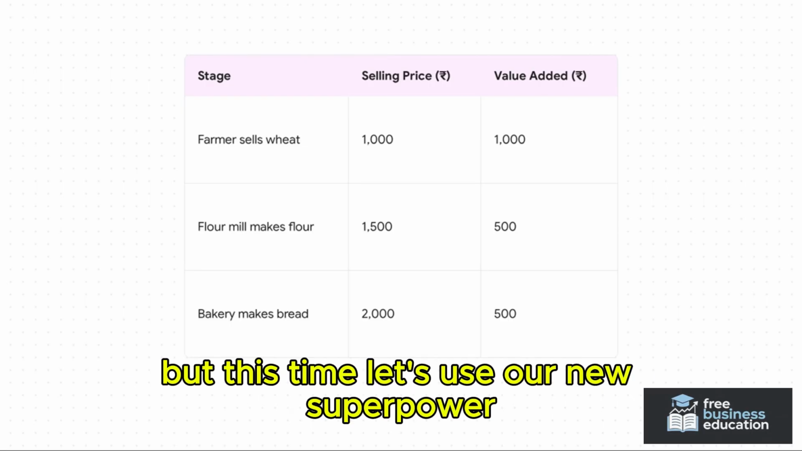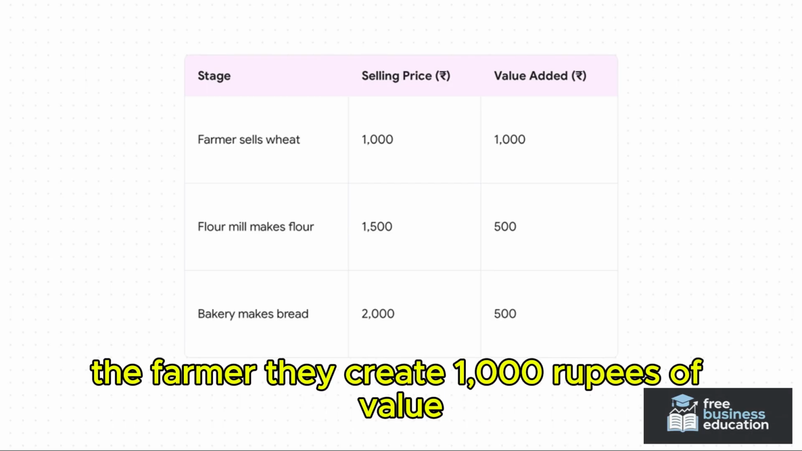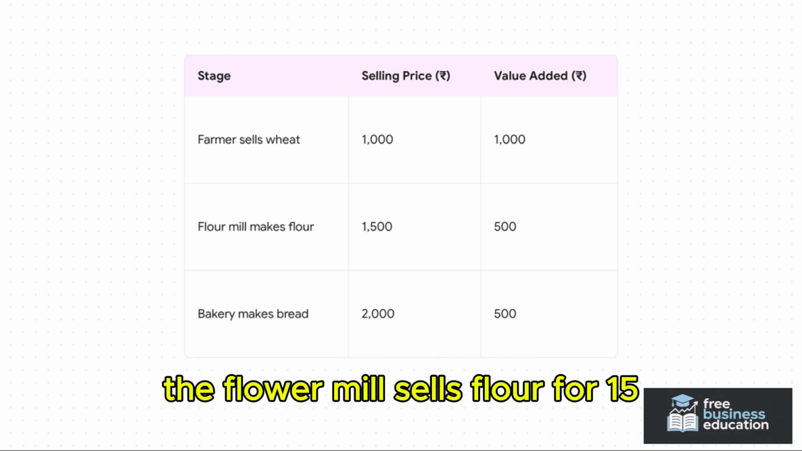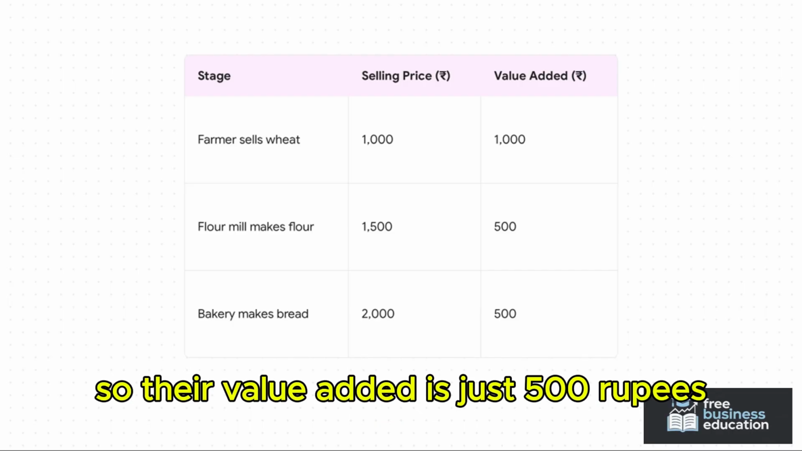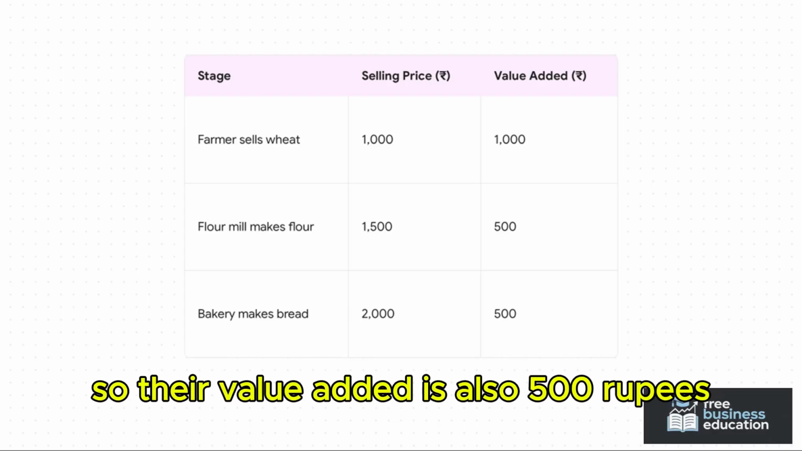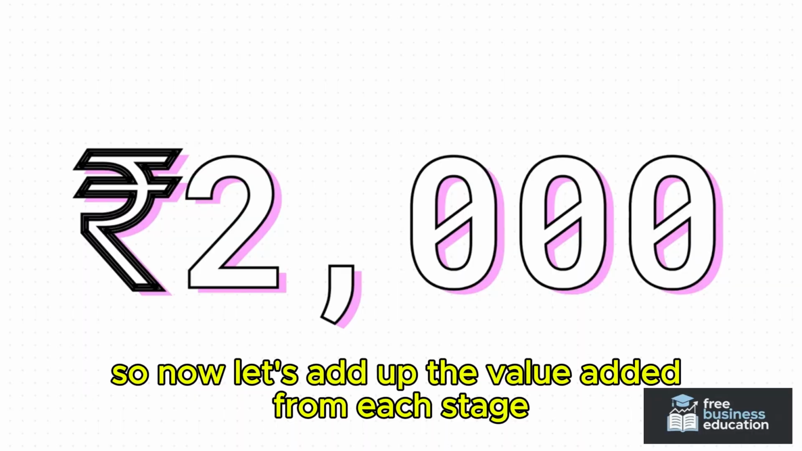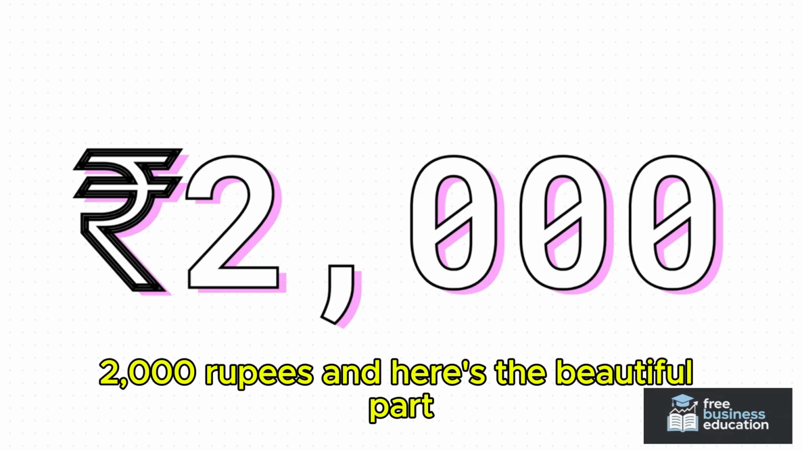All right, let's go back to our bread example. But this time, let's use our new superpower. The farmer, they create 1,000 rupees of value straight from the land. The flour mill sells flour for 1,500. But remember, they spent 1,000 on wheat, so their value added is just 500 rupees. And the bakery, they sell bread for 2,000, but spent 1,500 on flour, so their value added is also 500 rupees. So now, let's add up the value added from each stage. 1,000 plus 500 plus 500. What does that give us? 2,000 rupees. And here's the beautiful part.